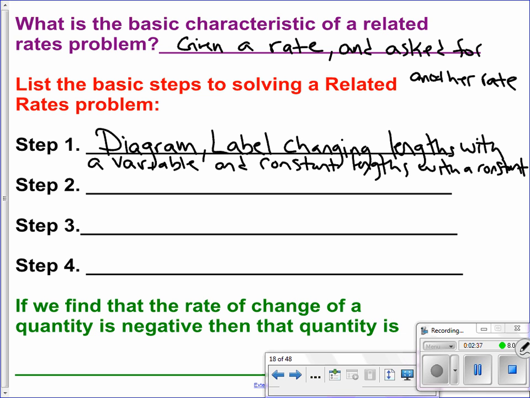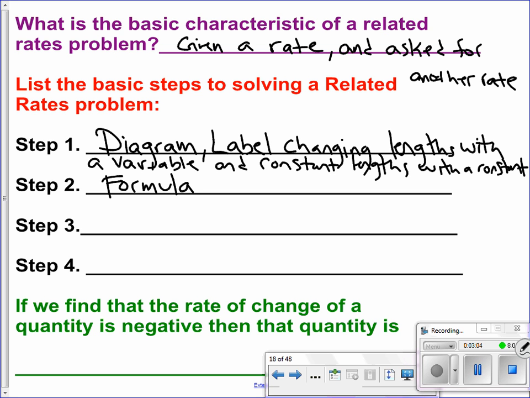Yeah, you've got to have an equation, a formula that relates the quantities. So you've got to come up with a formula. It might be an area formula, volume formula, Pythagorean theorem, or similar triangles. There has to be an equation that lets you see how the quantities are related. So after you have this formula or equation, what do you do next?